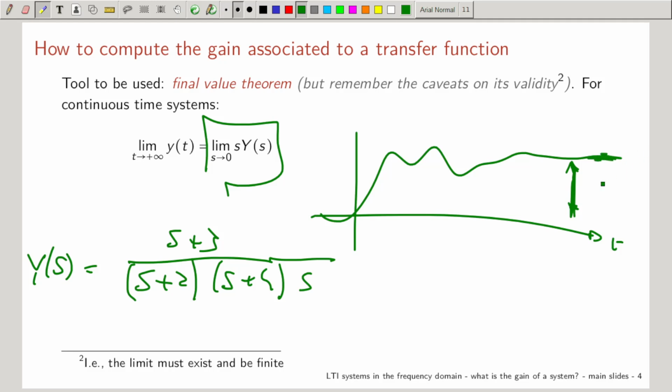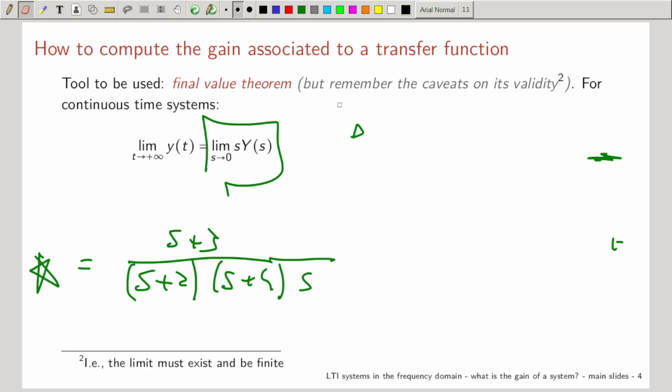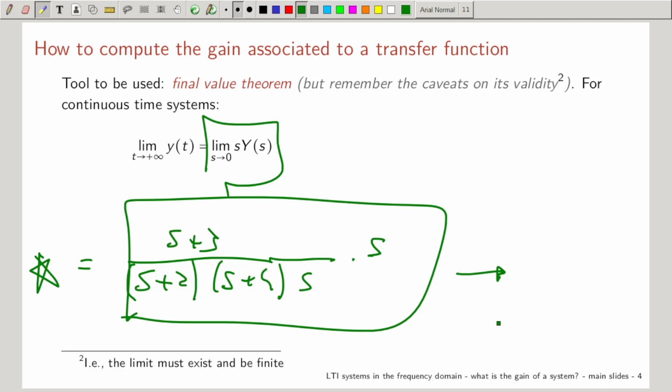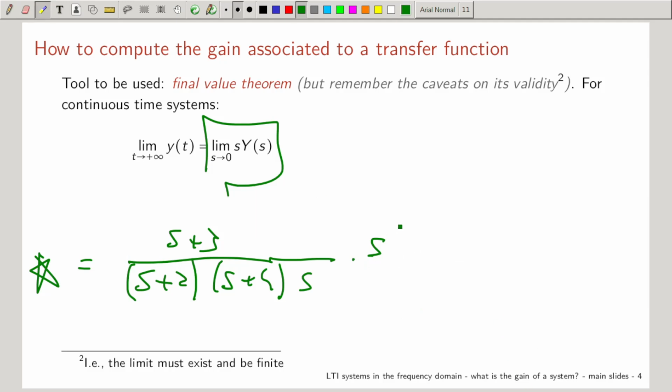Does this limit exist finite? Yes, indeed. And I compute this value here. Let's call it star. Star is going to be equal to this times s, this limit for s that goes to zero. That means these and these disappear. How much does it go? To 3/8. Okay? 3/8. If here I was having 1/8.